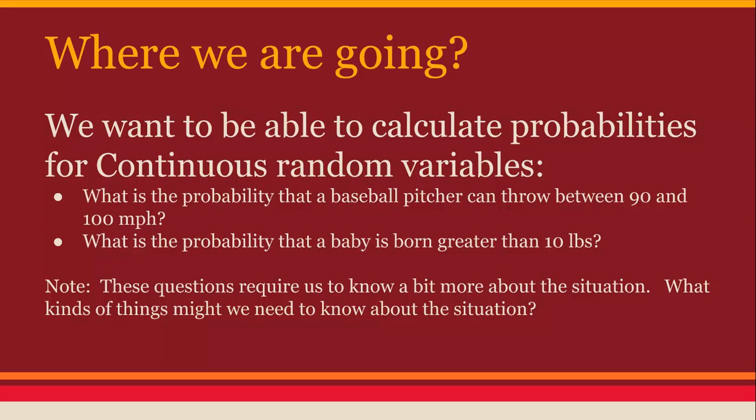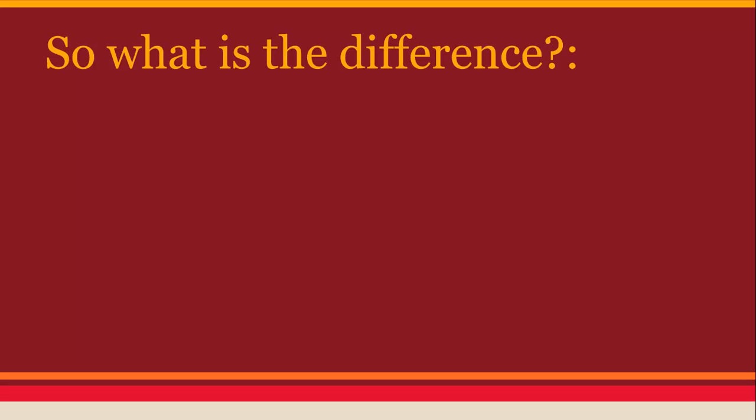So if we want to know what's the probability a baseball pitcher can throw between 90 and 100, we need to really know how many baseball pitchers there are. What are they throwing? What's the average that they're throwing? If a baby is born greater than 10 pounds, well, what's the average baby? Like, how big can they get? Those kind of things. We need to know a little bit more about the situation.